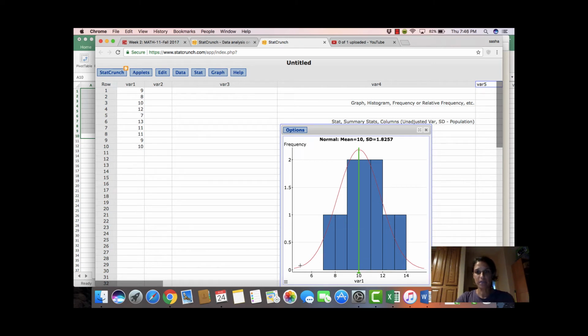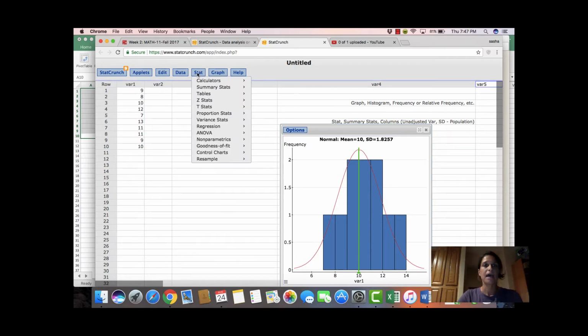It gives me something that is kind of normal, but I wouldn't quite call it normal, because it's a little bit not spread out enough. There's not much in the tails. But you can definitely see the histogram. You can see the mean is 10. It tells us the standard deviation is 1.8257. But which standard deviation is that giving us, the sample or the population?